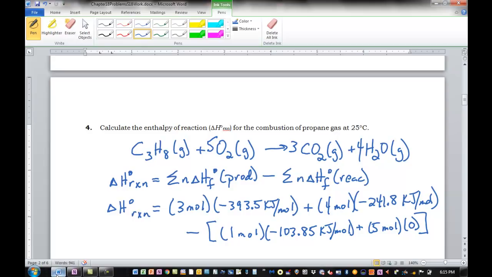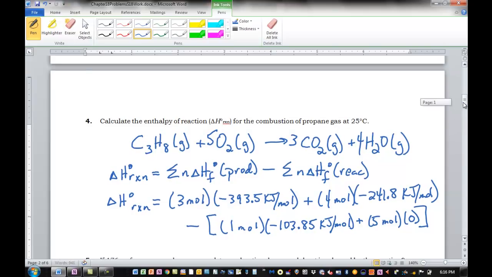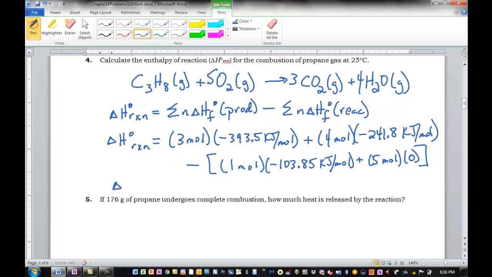And let's see here. So I think we have 1 digit after the decimal point to carry. So we have 1 digit here. Remember, when you add or subtract, you look at the decimal point. We have 1 digit after in both those numbers. We have 2 here, so we carry the fewest. So it looks like here we should carry this as negative 2043.9 kilojoules. How's that look?